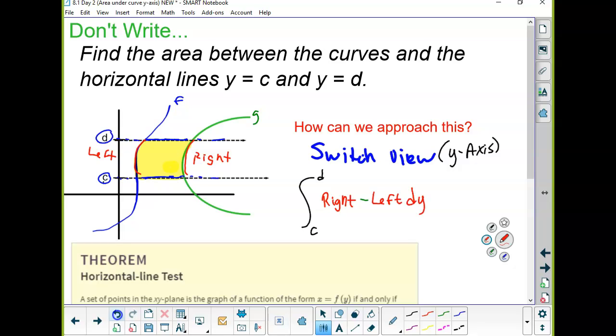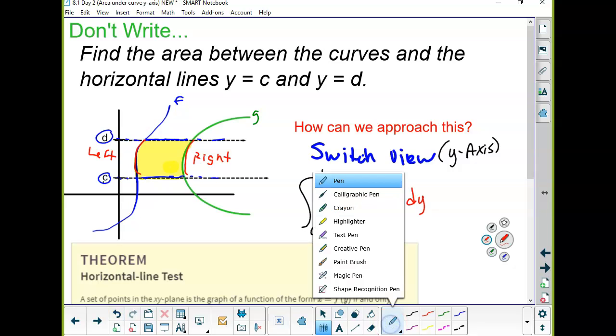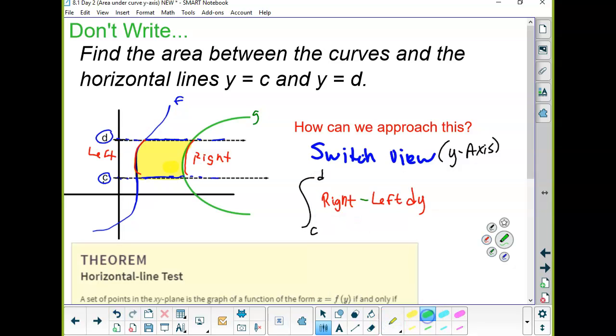Everything now is written in terms of y. And one of the biggest things you need to know, it'll come into play in a little bit. Look at the y values. The equations here are in terms of y. So we're going to have to write those items in terms of y.